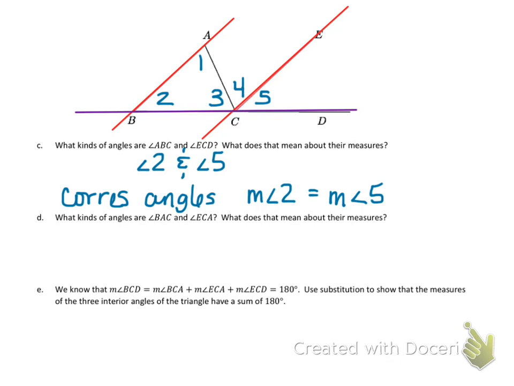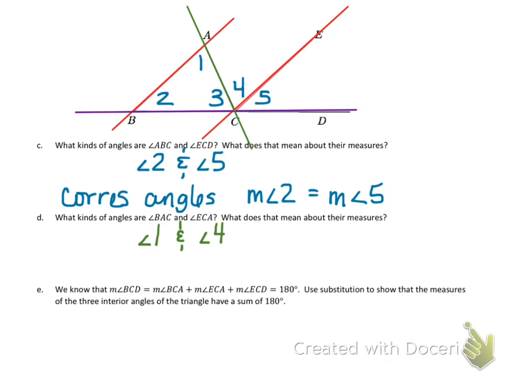Okay, now look at part D on your own. What kinds of angles are BAC and ECA? First, what numbers do they correspond to up on my diagram? And what does this mean about their measures? So go ahead and work on that. Okay, so angle BAC is angle 1. That's right up here. And angle ECA is angle 4. So angle 1 and angle 4.